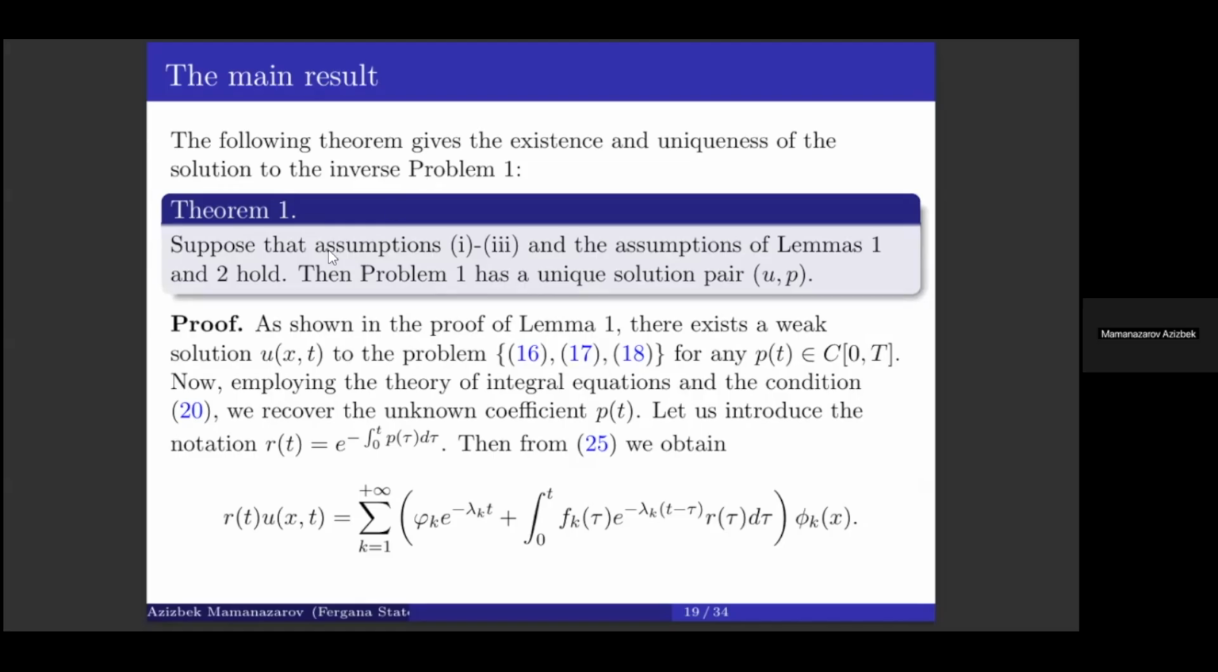Assume that the assumptions 1 and 3 are satisfied, and also the conditions of lemmas 1 and 2 hold, then the problem 1 has a unique pair of solutions U and P. Now we will show the proof of our theorem.